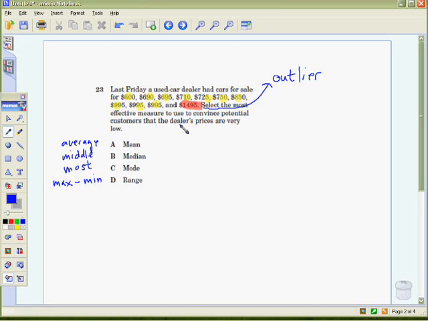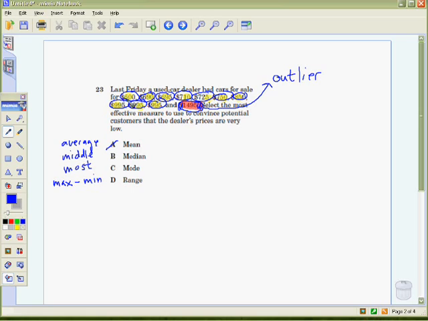So if I'm trying to convince all of my potential customers that I have low prices, I probably do not want to do mean, because if I average all these together, this outlier right here is going to make my average be higher. Then see, most of these prices here are relatively the same. So if I end up selling this one car right here, this one that's higher, then all of these are going to be relatively close.